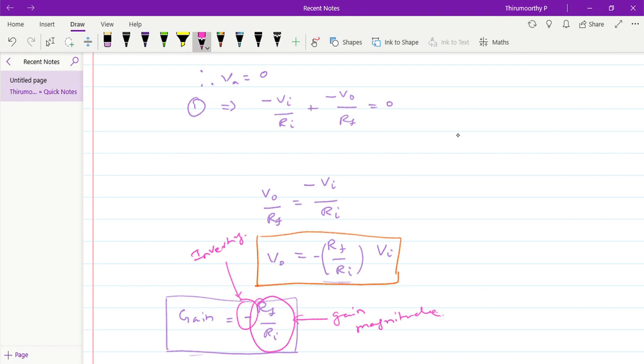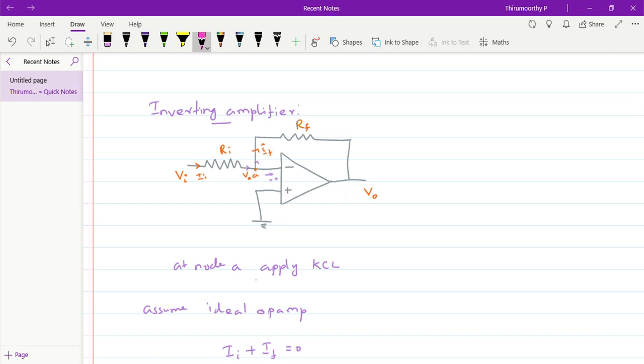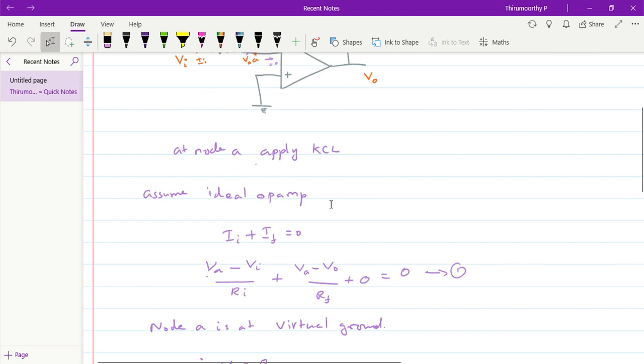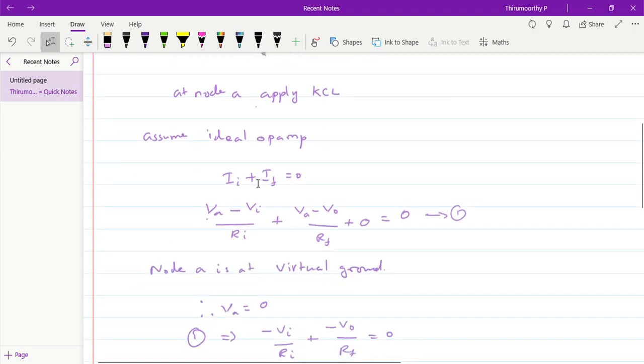So let us quickly recollect what we have studied now. We have started discussing about inverting amplifier. The input is connected to the inverting input terminal through the input resistance Ri. Feedback resistance Rf is connected between the input side and output side of the op amp. At node A, we apply Kirchhoff's current law. Kirchhoff's current law states that algebraic sum of currents at a junction is equal to 0. We assume that it is an ideal op amp, so the current drawn by the op amp is 0. So at node A, Ii plus If is equal to 0.